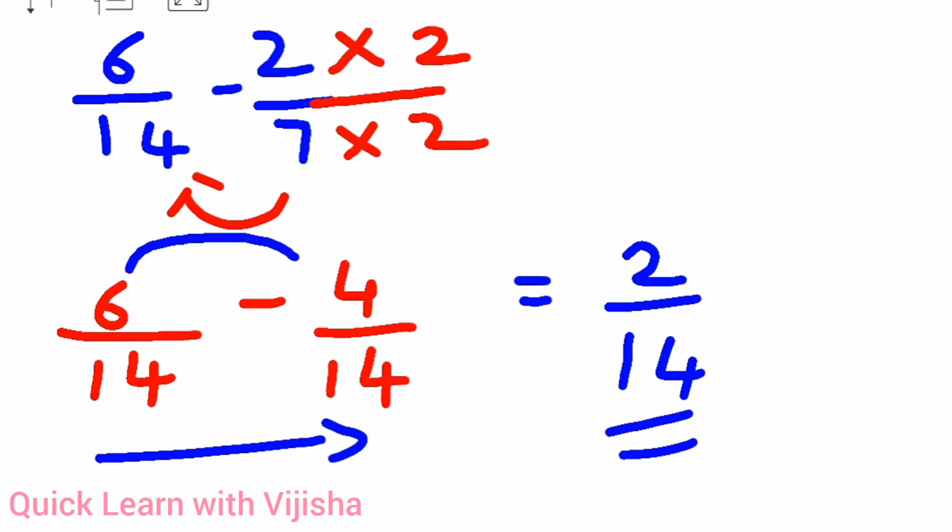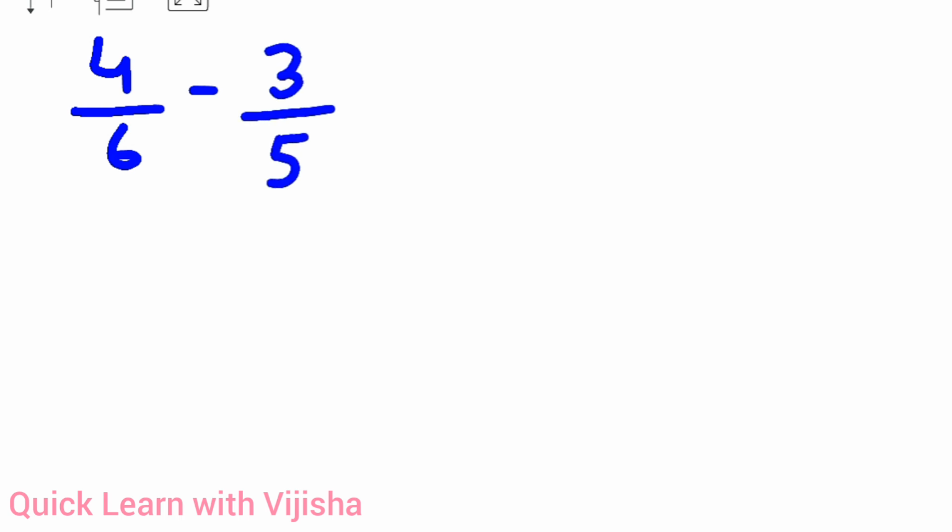Now coming to the last sum. 4 upon 6 minus 3 upon 5. Now children, in this the denominators are different, 6 and 5, and they don't have any common table also. So what is the solution we will be doing? We will be cross multiplying. We have learned it earlier also. We will multiply this 5 this side. So what is the answer you will get?